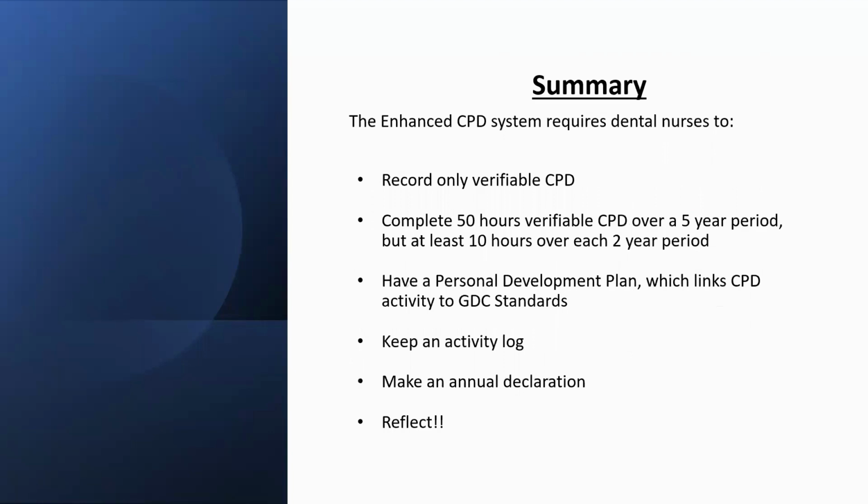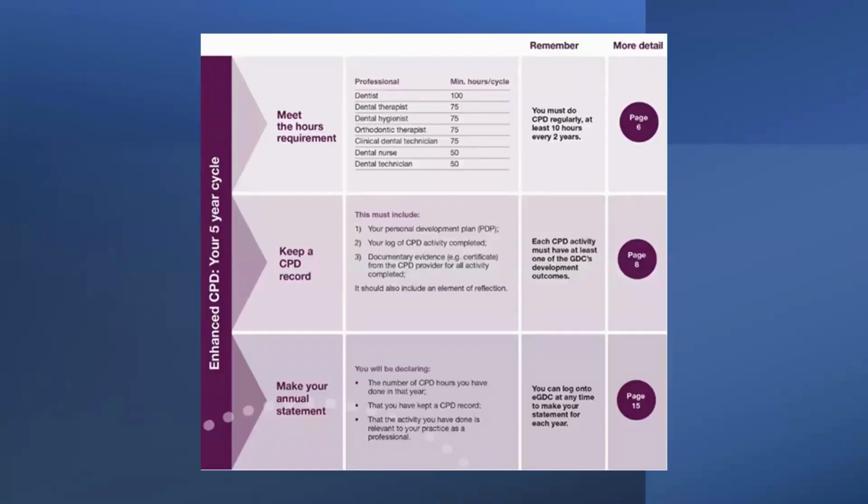So in summary, the new system requires you to record only the verifiable CPD, complete 50 hours over a 5-year period, but at least 10 over each 2-year period. Have a PDP, which links it to the standards, keep an activity log, make an annual declaration, and reflect. And this sort of sums it up. All the things that you need to do there. As I say, I'll be sending these slides out so you don't have to write anything down.